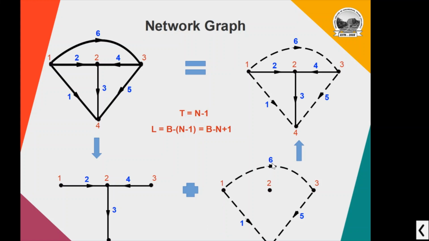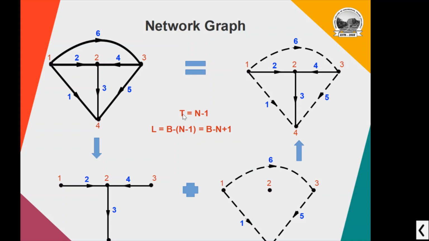Co-tree usually will be a closed path. So these branches we will call links, because connecting a link between these two nodes makes the tree a closed loop. Whatever the branches apart from this tree, we will call them links, because they form a closed path for this tree. So when we combine these two, we get the original network graph. By splitting this way we are trying to analyze the given circuit.